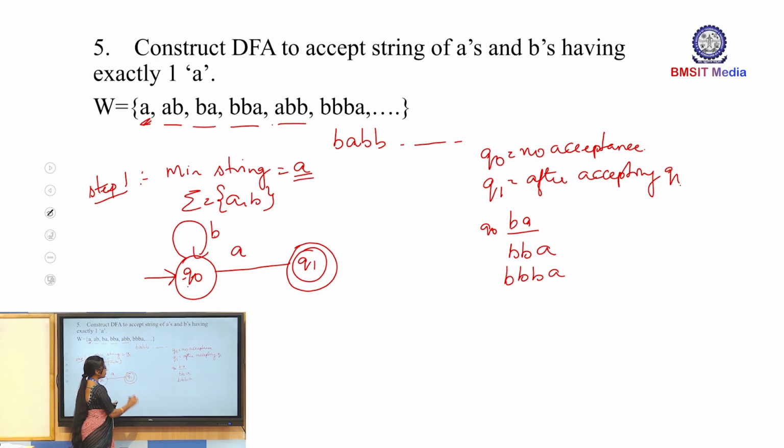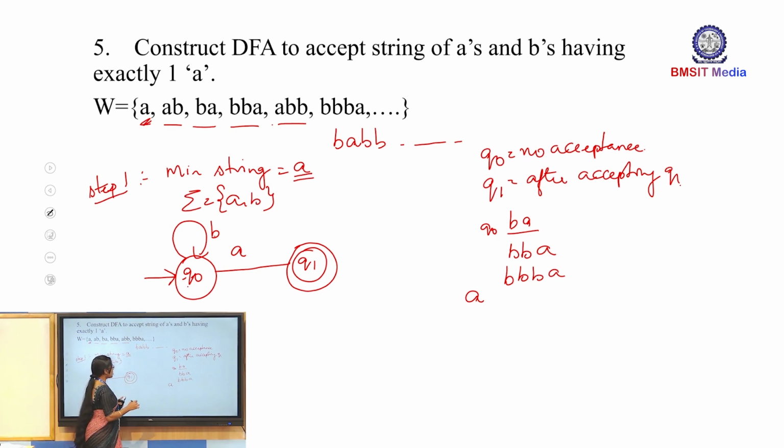Now let me come to Q1. When do I reach Q1? Basically on seeing an A, you reach Q1. Now Q1 should make 2 transitions because it has not made a transition on seeing an A as well as on seeing a B.